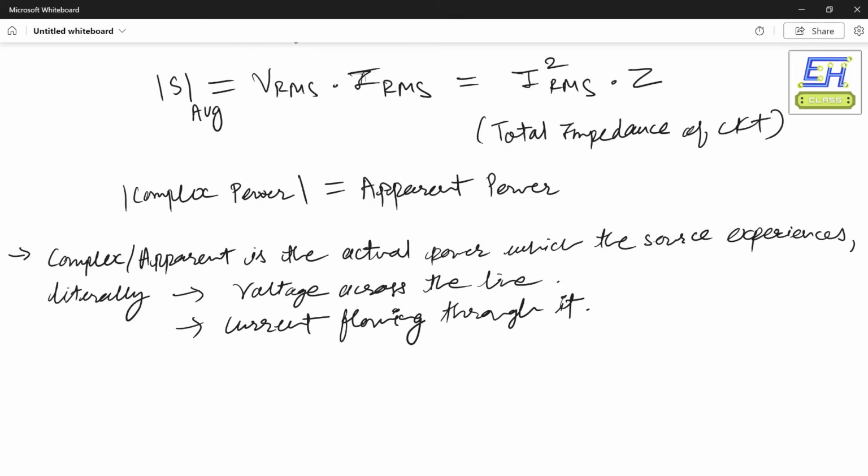The only thing that's different here is that if we consider just a resistor, here it's a complex load. So it can be a combination of capacitor, resistor, or inductor. But still, at the end of the day, you are just concerned about these two things: the voltage across and the current. This is what complex and apparent power represents.